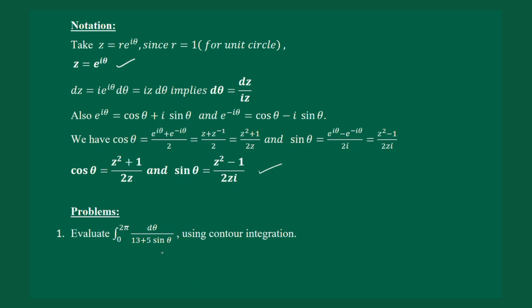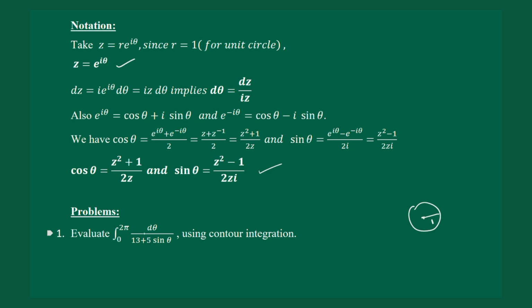Now let us see the question. Here we have to evaluate the integral from 0 to 2 pi of d theta by 13 plus 5 into sin theta using contour integration. Contour integration is nothing but considering the unit circle, that is, we are doing the integration around the unit circle. That is called contour integration, that is, a closed circle.